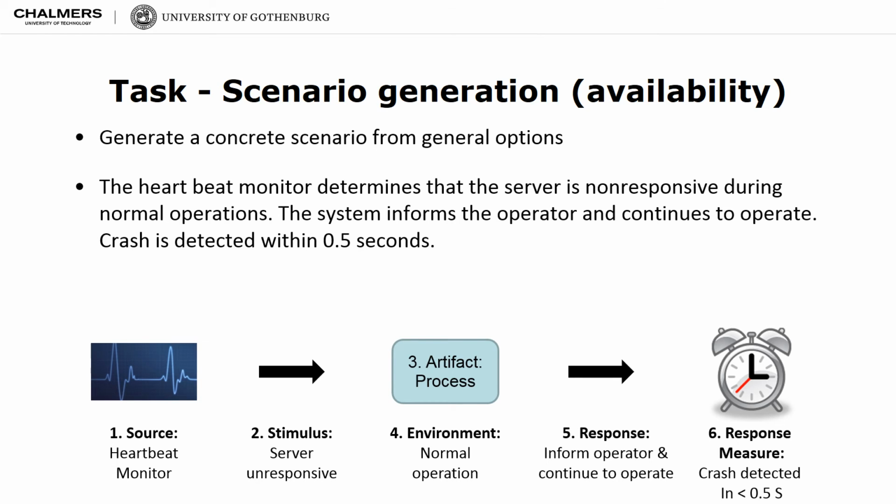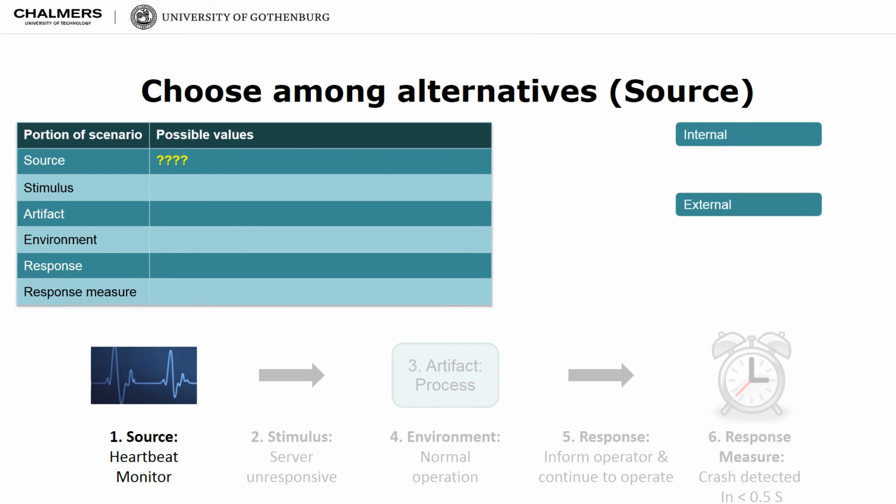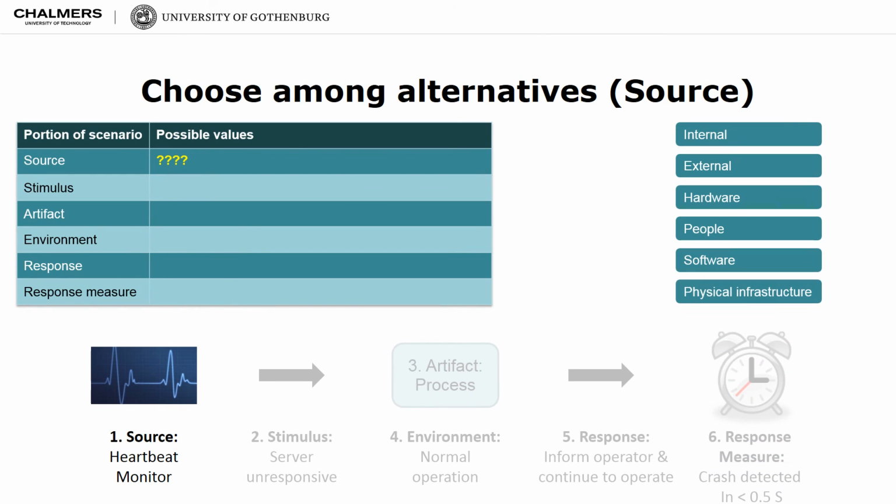The scenario says that whenever a server crash happens, it has to be detected within half a second, and an operator must be informed. Your task is to understand how the availability table has been used to create the quality scenario in this slide. In this and the following slides, select an alternative for each of the 6 parts of the scenario.